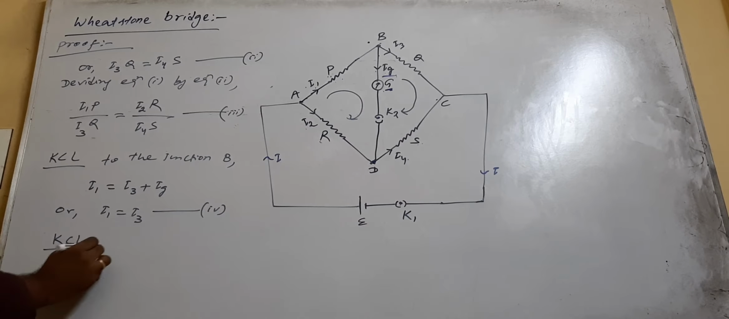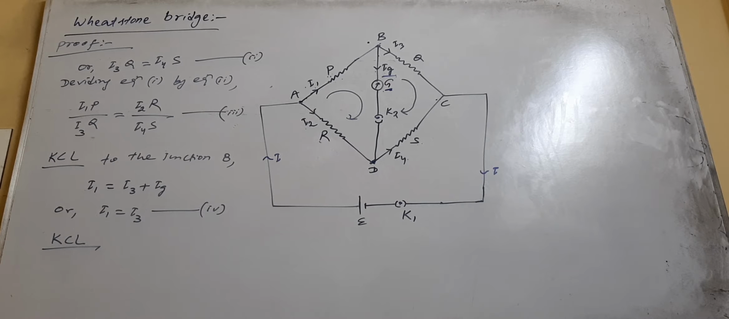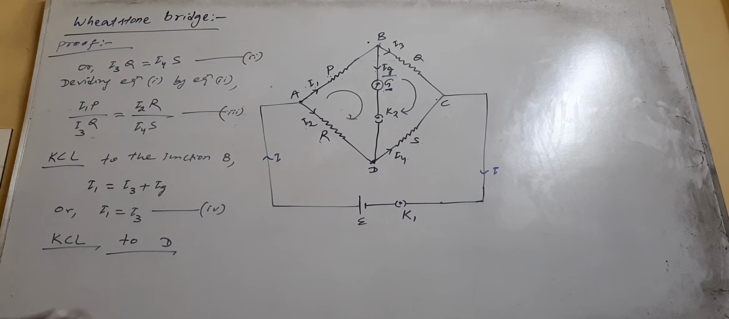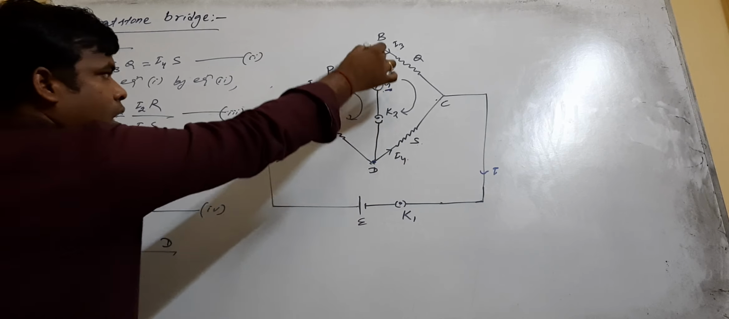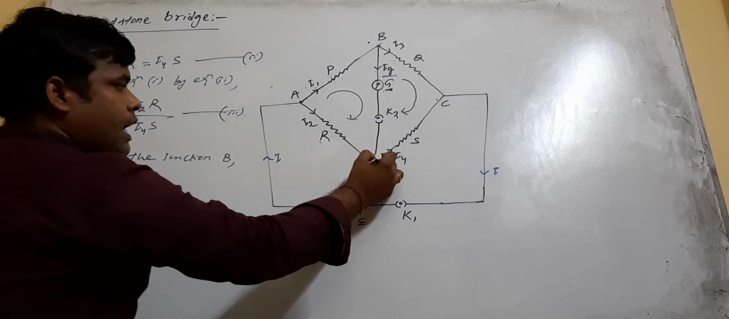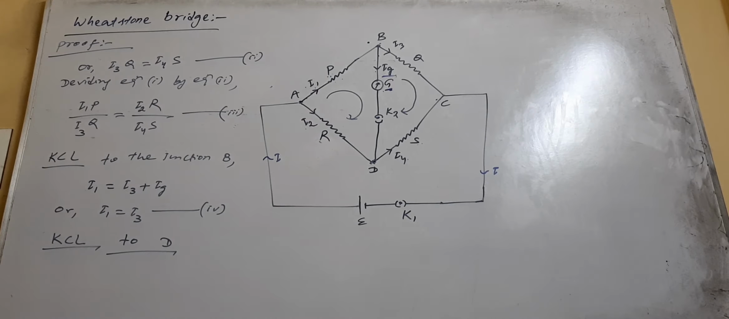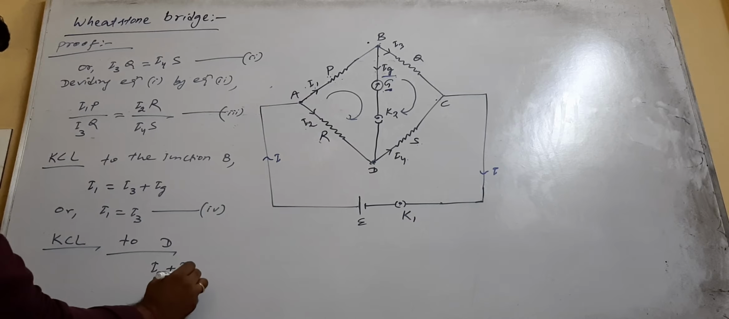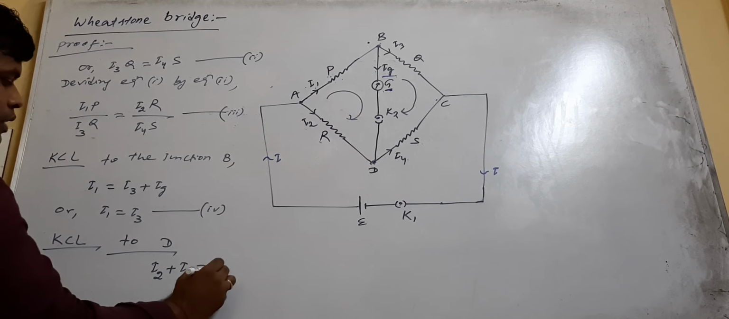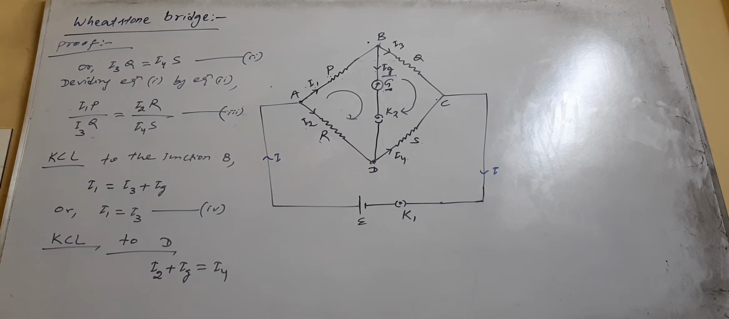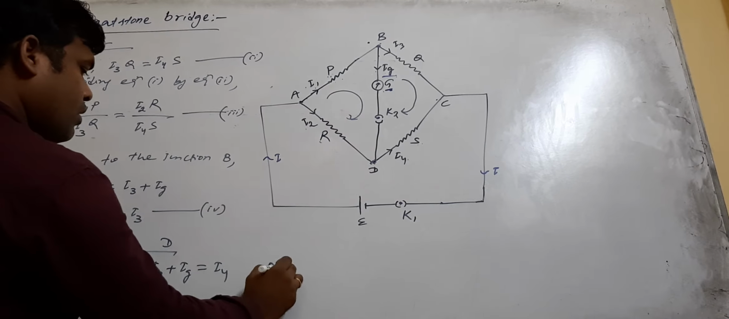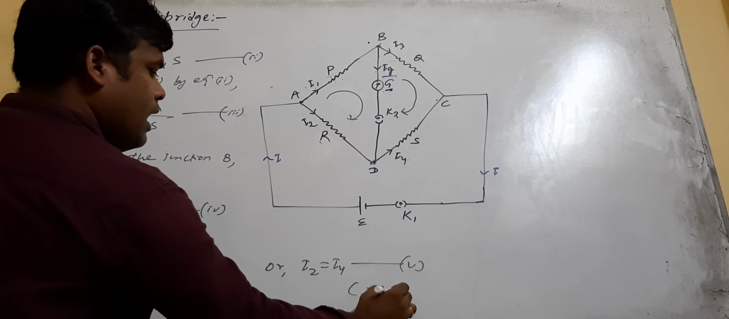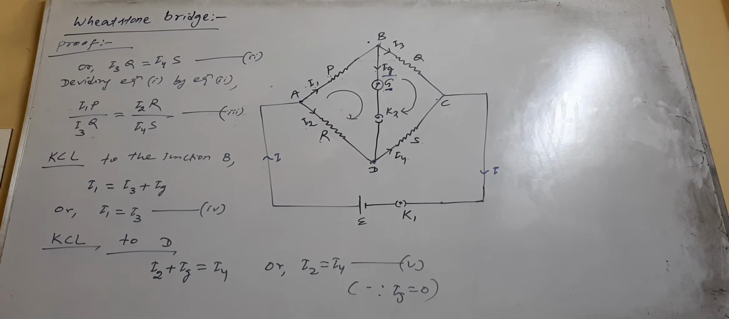Similarly, you apply Kirchhoff's current law, that is the junction rule, to the junction D. You see, I2 is the current going to the junction D, Ig is the current going to the junction D, and I4 is the current going away from the junction D. So you can write I2 plus Ig is equal to I4. For balance condition, Ig is equal to 0. Therefore, I2 is equal to I4, since Ig is equal to 0.